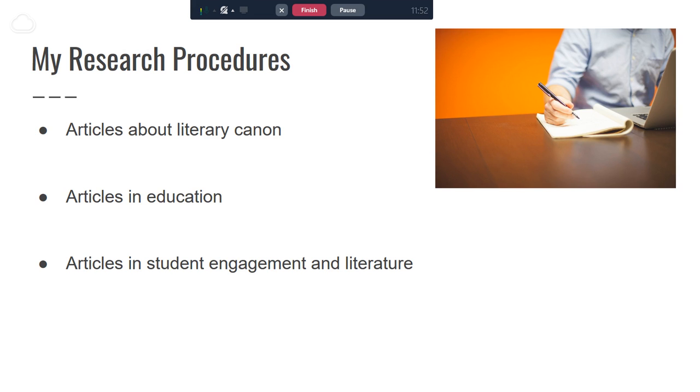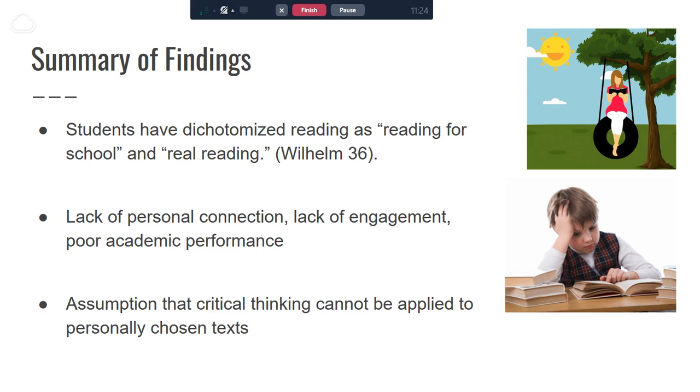So my research procedure started out with articles about the literary canon, because my topic in the beginning was expanding the literary canon. But these articles sort of brought me to the more educational aspect and teaching all levels. And within reading some of those articles, I read more about class engagement and personal engagement and affective and cognitive engagement, which I'll talk about in a minute. And so it brought me to articles on student engagement in literature.